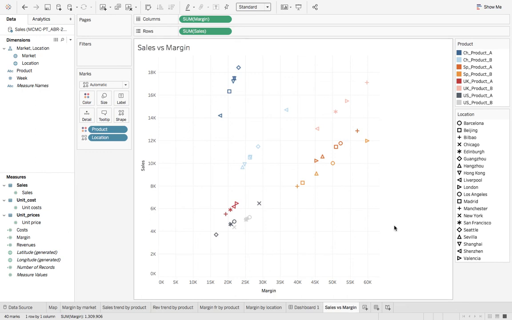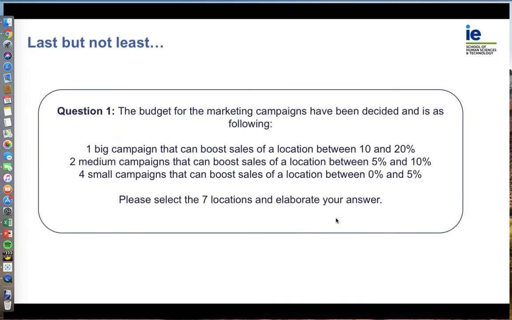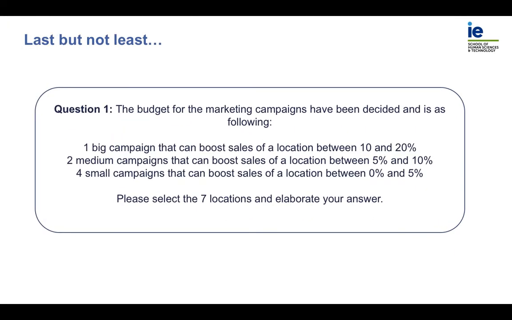As always, you can create as many visualizations as you can, but you have to elaborate the answer and explain to us why you chose those 7 products and locations. So I leave you again with the question for today. We'll see and discuss later.